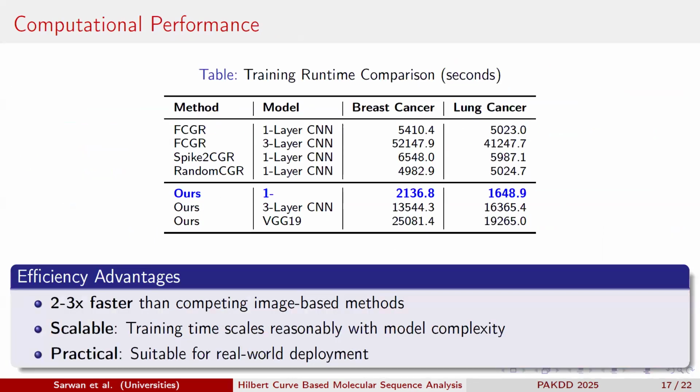So beyond accuracy, computational efficiency is crucial for practical applications. Our method is 2 to 3 times faster than competing image-based methods. For the breast cancer data, we complete training in around 2000 seconds compared to over 5000 seconds for the FCGR. So this efficiency advantage makes our method suitable for real-world deployment where computational resources and time constraints matter. The scalability is also excellent. Training time scales reasonably with model complexity.